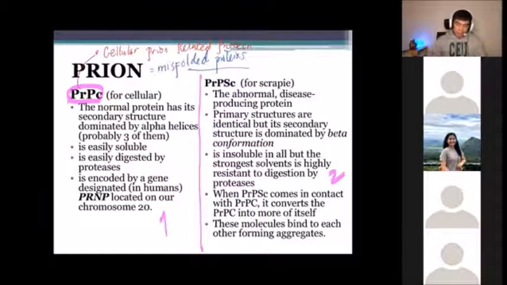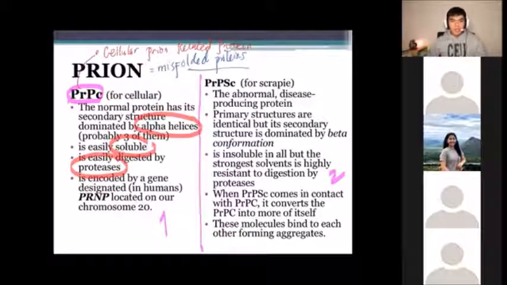Let's talk about the structure of the prion-related protein. It says on the slide, the normal protein, PrPC, has a secondary structure containing alpha helices. Okay, alpha helices. And then easily soluble siya, and can actually be degraded or hydrolyzed by proteases. So yan ang characteristics ng PrPC. Now, if proteostasis is not well maintained, chances are this normal PrPC could become PrPSc. Ang PrPSc, ito naman yung abnormal prion-related protein. Abnormal siya because it is the one that can cause encephalopathy.